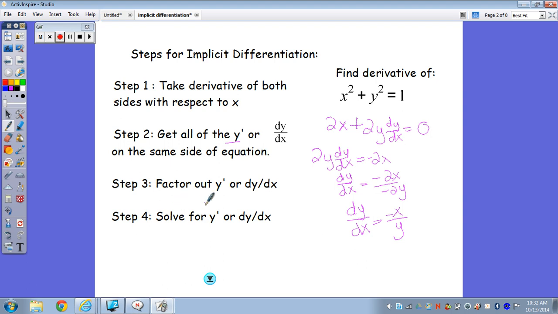Step 3 we don't have to do in this case, but it will come up a lot. So factor out the y prime or dy dx, and I'll show an example on the next few slides of this step. And then solve for y prime or dy dx, which we were able to do all by step 2 in this case. So this is my derivative. My derivative is negative x over y. And with implicit, most of the time you will have an x and a y in your answer.